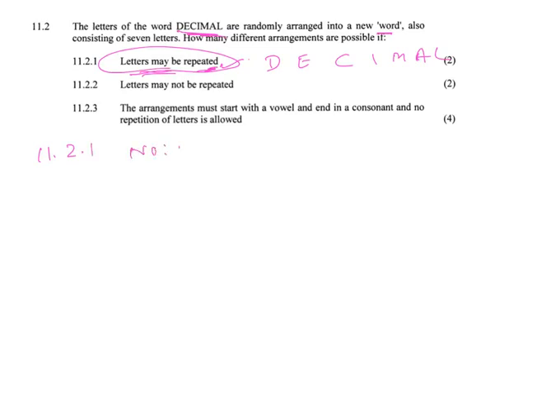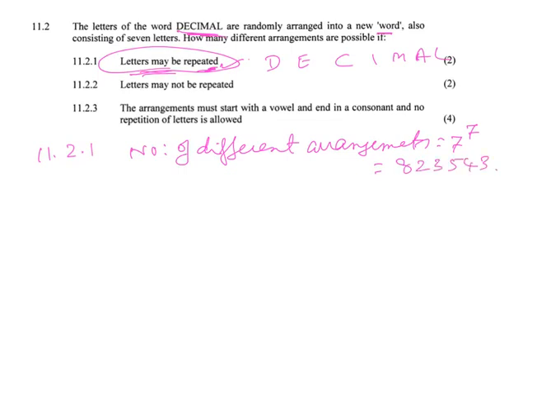The number of different arrangements where repetitions are allowed means I can use 7 to the power of 7. I can use my calculator to find the value, which is 823,543. Then, where letters may not be repeated, the number of different arrangements will be 7 factorial ways. Using the calculator, I get 5040.